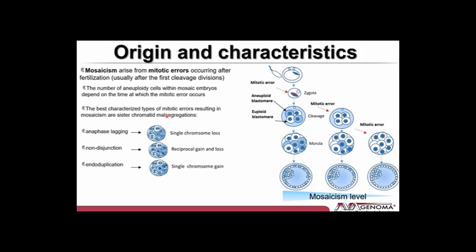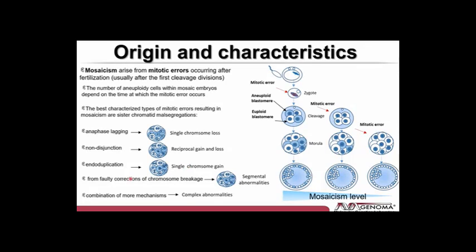The best characterized types of mitotic errors resulting in mosaicism are sister chromatid missegregation, in particular anaphase lagging, producing cells with a single chromosome loss, or nondisjunction, producing cells with reciprocal gain and loss, or endoreduplication, in which the cells are composed with a single chromosome gain. But mitotic error may also occur from faulty correction of chromosome breakage leading to cells with segmental abnormalities, or a combination of more mechanisms, in which a mosaic embryo is composed of complex abnormalities.